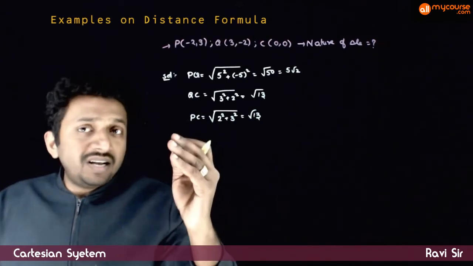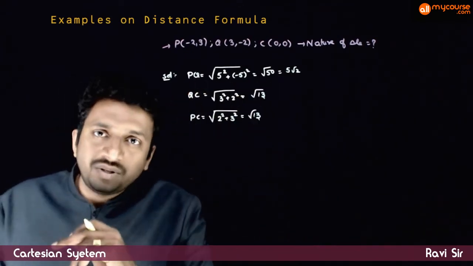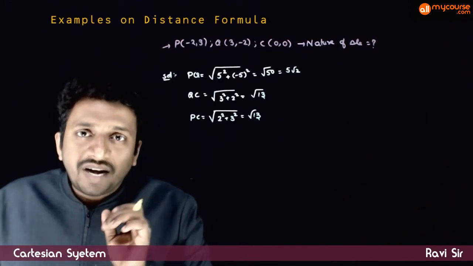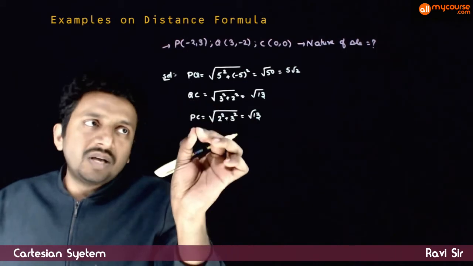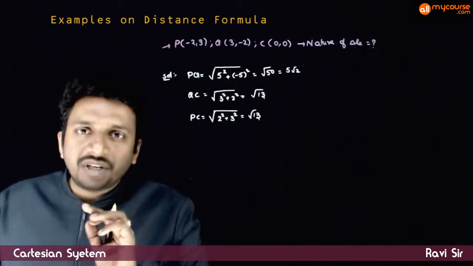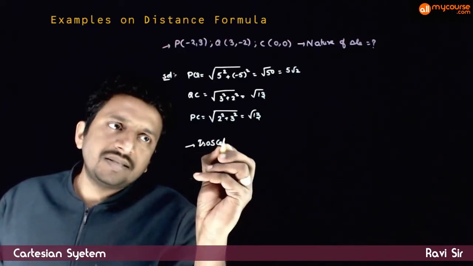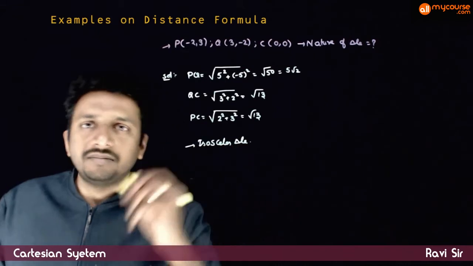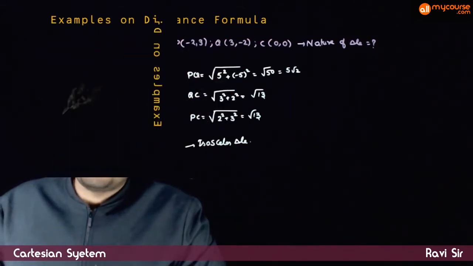And you can very clearly see that PQ square is not equal to PC square plus QC square. So I'm also checking for right angleness. So Pythagoras theorem is not valid because QC square plus PC square is 26, but PQ square is 50. So this is an isosceles triangle. So these 3 points form an isosceles triangle.